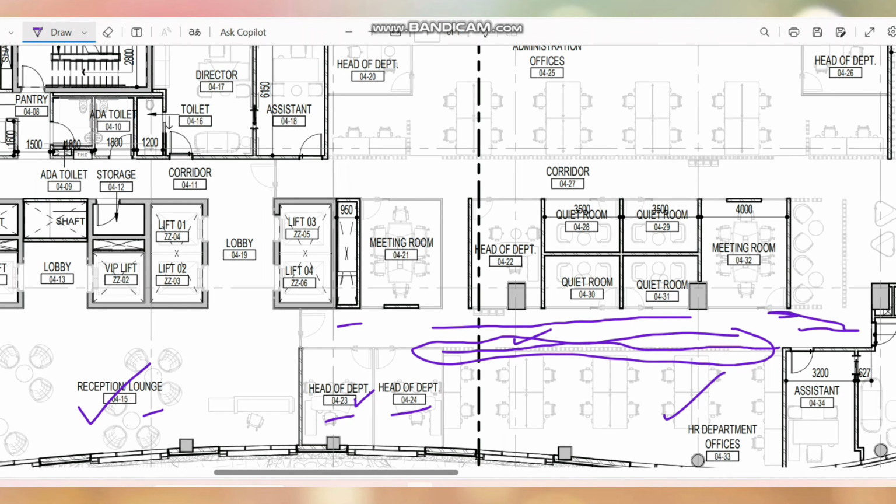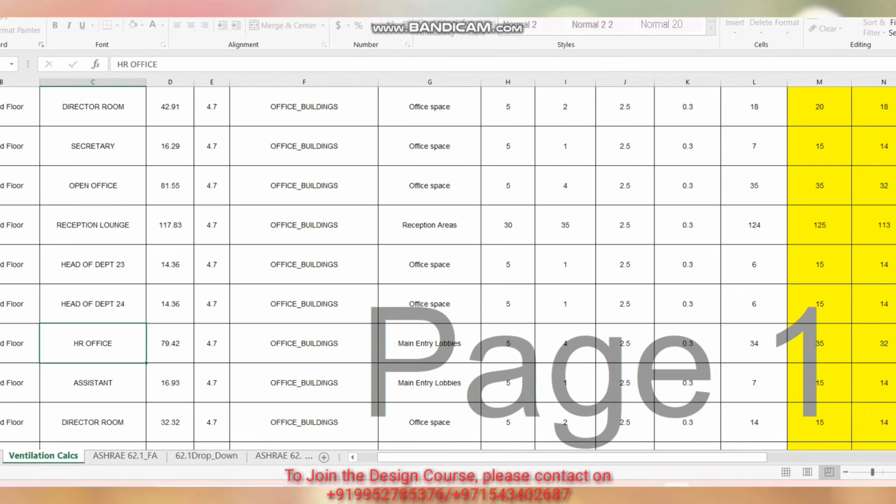Okay, so for the HR department office I have mentioned the area 79, and the others are the same, there is no change. We can follow the same as for the office building, but this office space is the one you have to change. And this is 5 number and 2.5.3, there is no change. So 34 is the final answer. I have rounded it up to 35. Like this, there are other rooms that you can follow with the same concept.